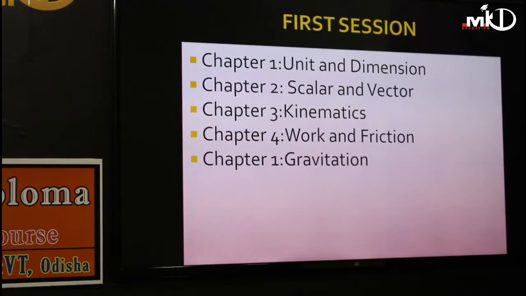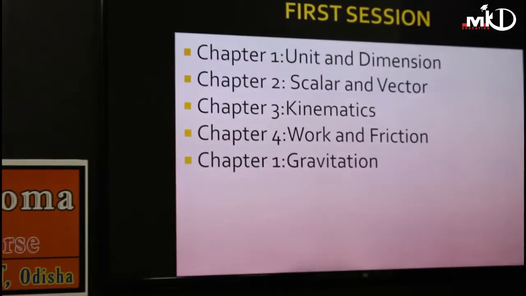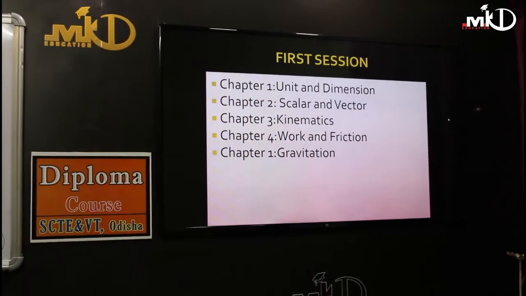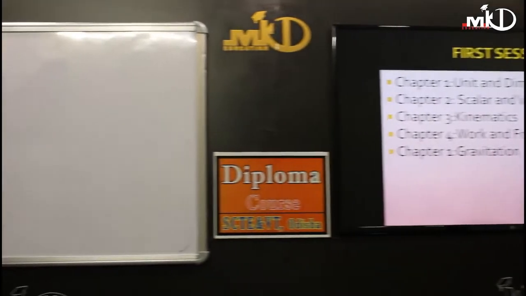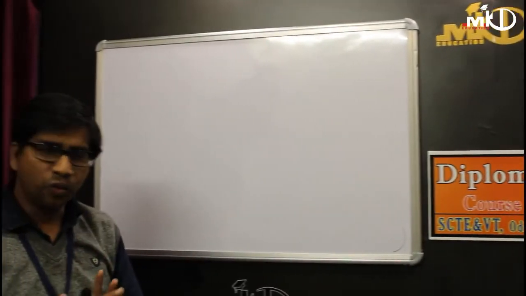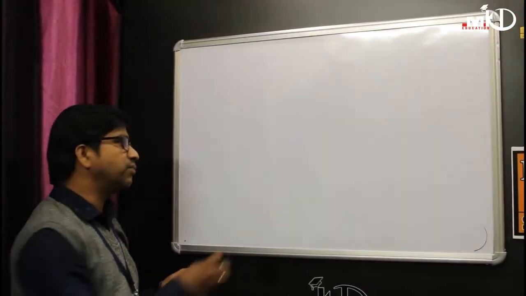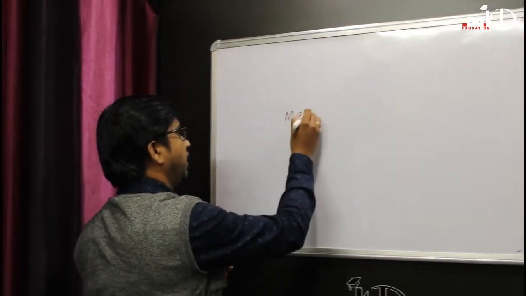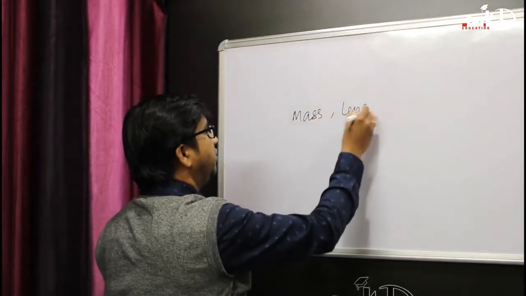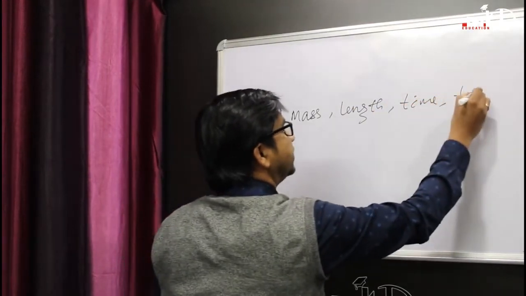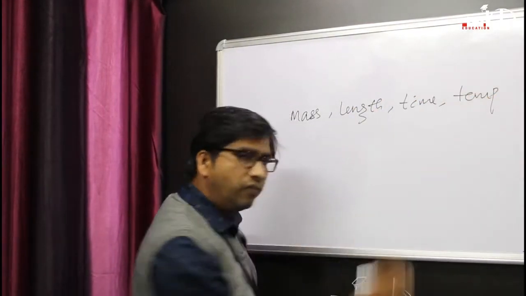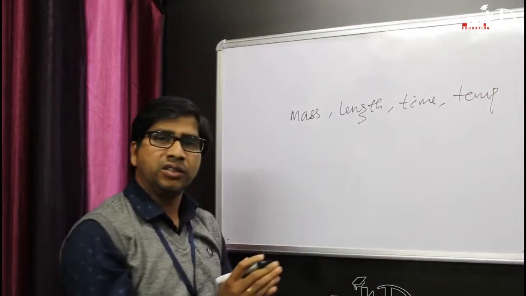So scalar and vector. Already I have told you about physical quantities. Friends, a quantity which possesses only magnitude, for example mass, length, time, temperature. All these things can be expressed completely by the magnitude only.